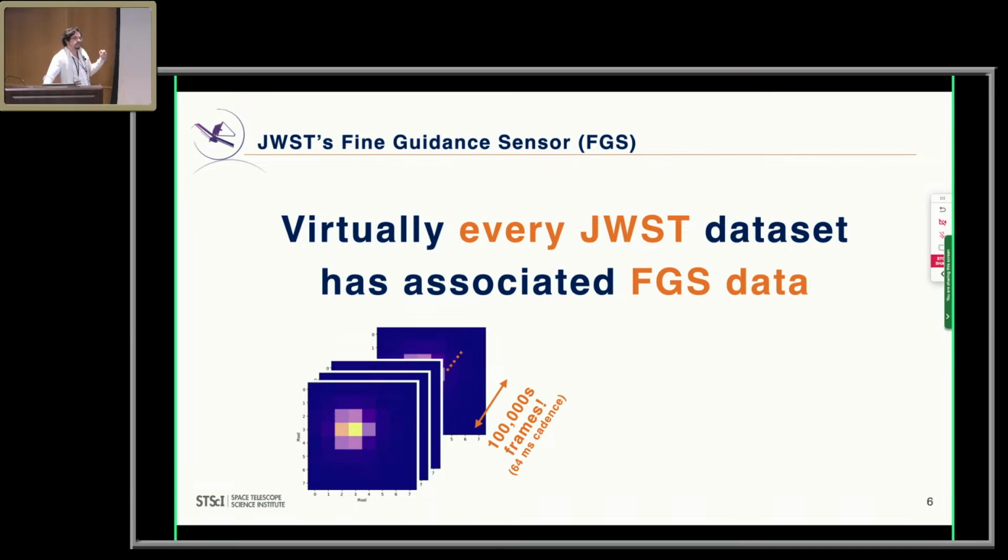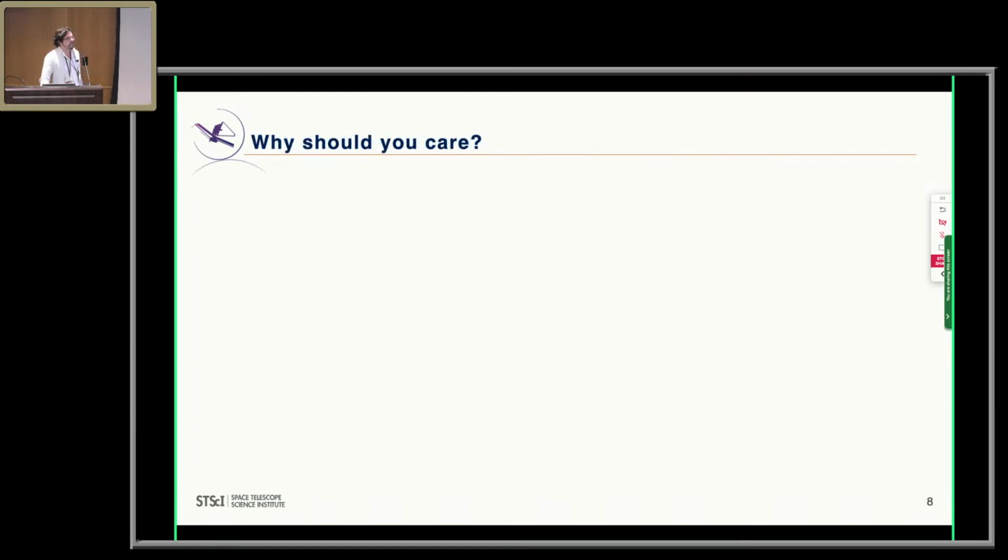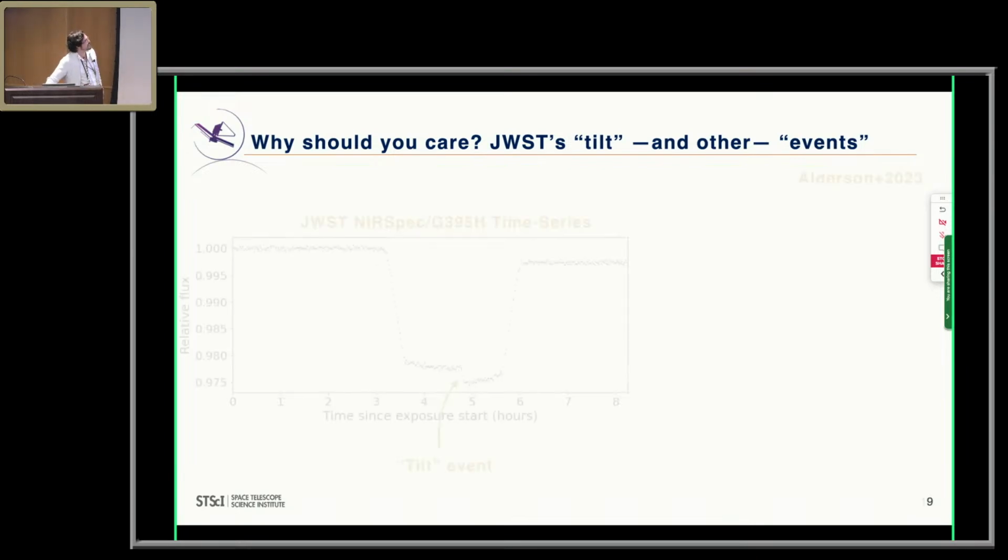You can download this in theory and just generate time series out of this data for your observations, taken simultaneously with your observations. Why would you care? Should you care about this? Well, in time series observations, we have done a lot of work on figuring out what happens in time with JWST, and we have seen several kinds of events. One in particular, that whether we love or some people hate, I love them, are the tilt events.